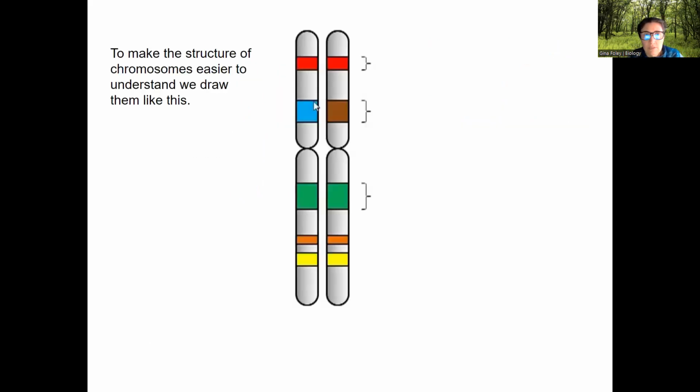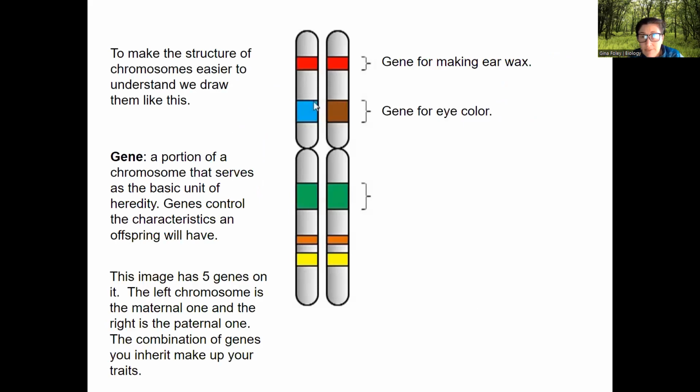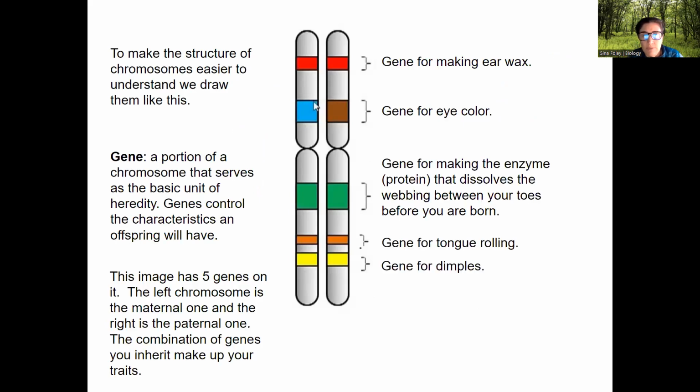Okay. Here's just another example of the same exact thing. I just drew this out for you. So we can see here there's 5 loci, so 5 different genes, right? There's one for earwax, eye color, whether you make the enzyme that dissolves the webbing between your toes or your feet, tongue rolling, and the gene for dimples.